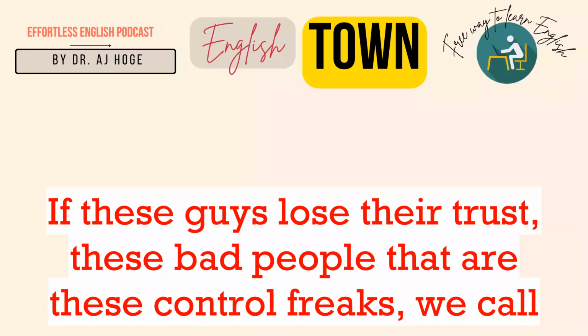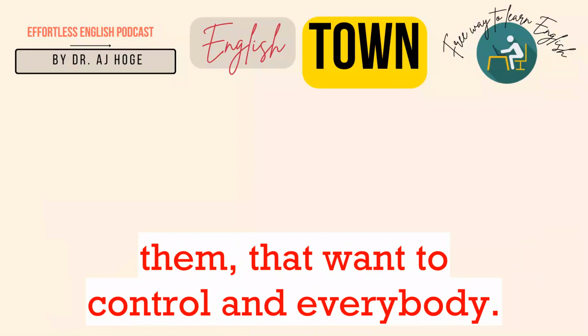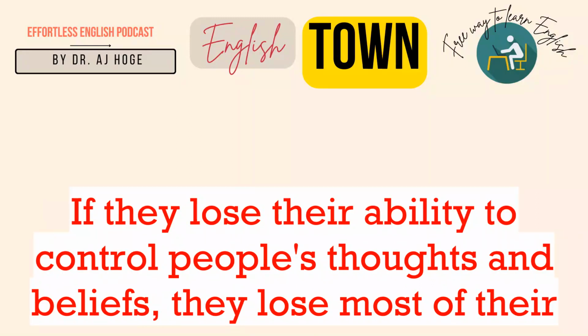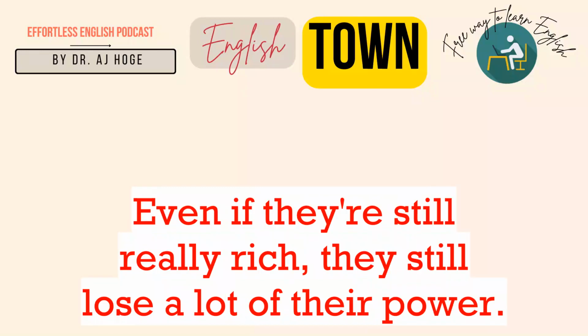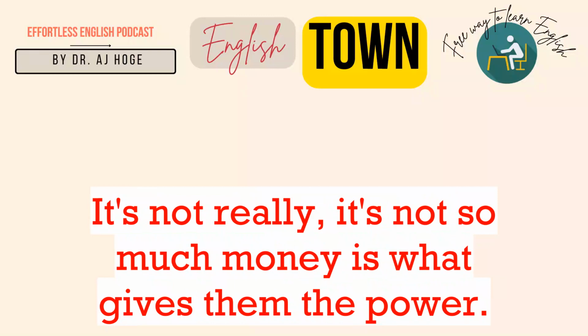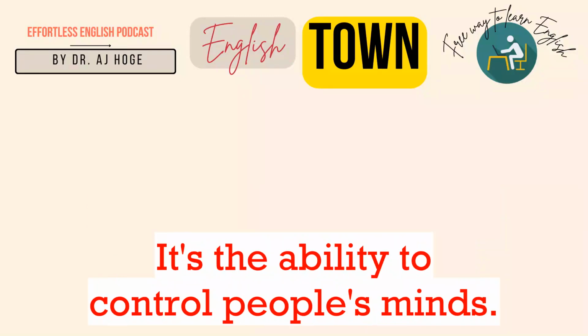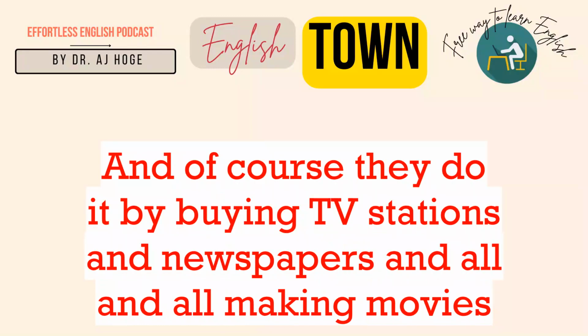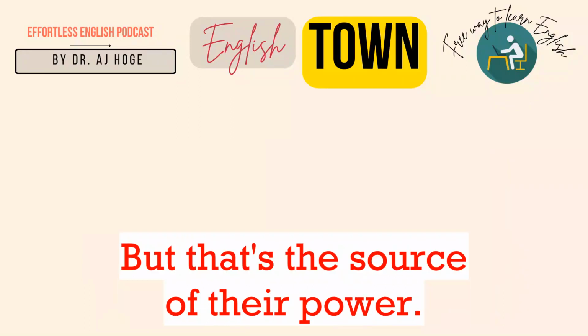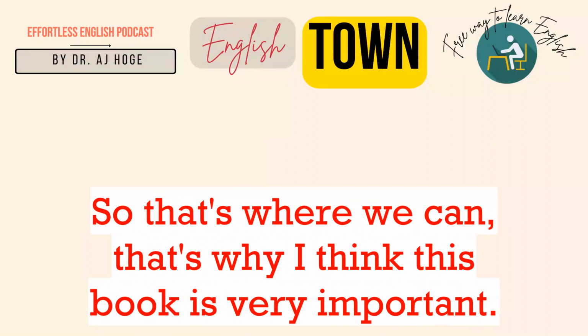If these bad people, these control freaks, we call them, that want to control everybody, lose their ability to control people's thoughts and beliefs, they lose most of their power. Even if they're still really rich, they still lose a lot of their power. It's not so much money that gives them the power, it's the ability to control people's minds. And of course they do it by buying TV stations and newspapers and making movies and all these things. But that's the source of their power. So that's why I think this book is very important.